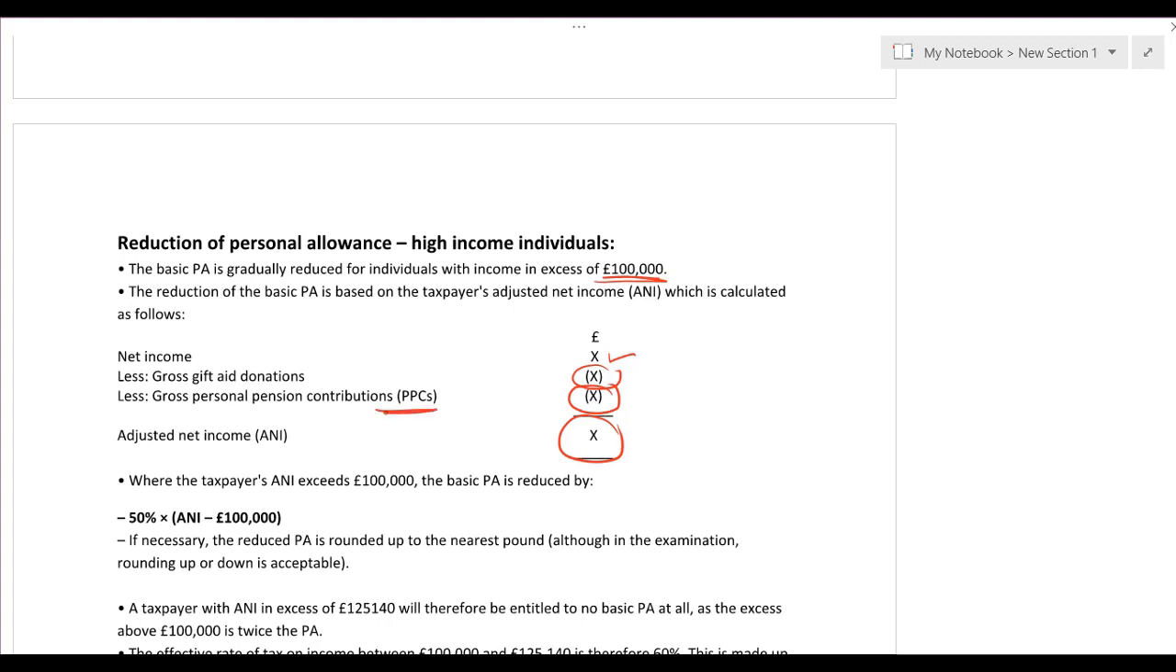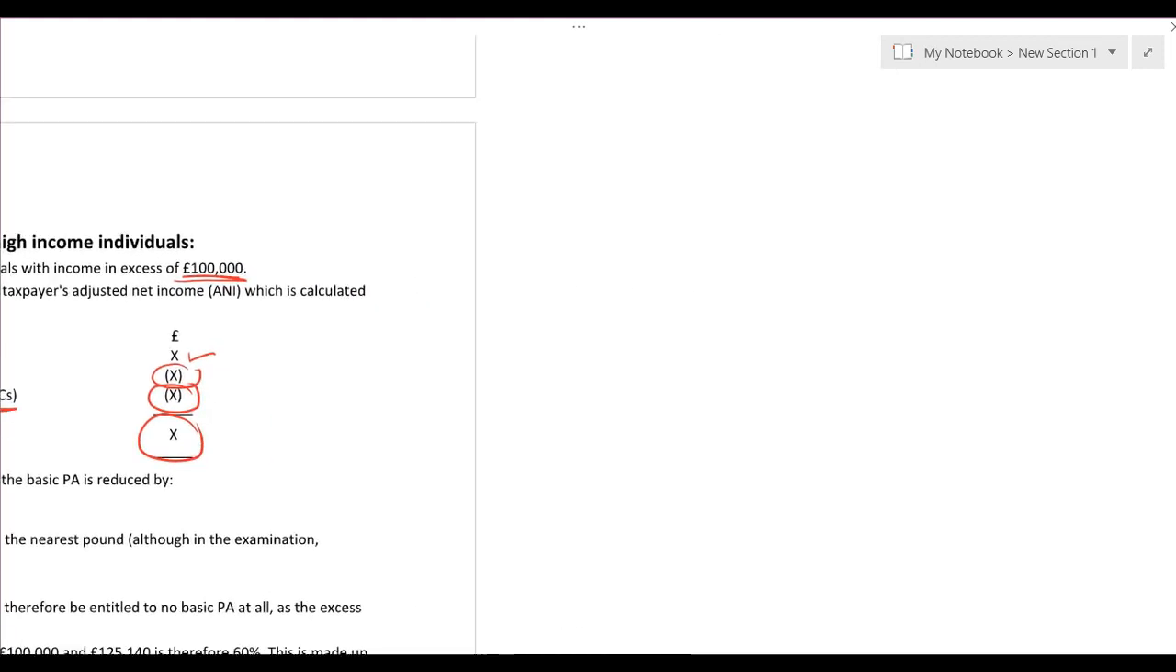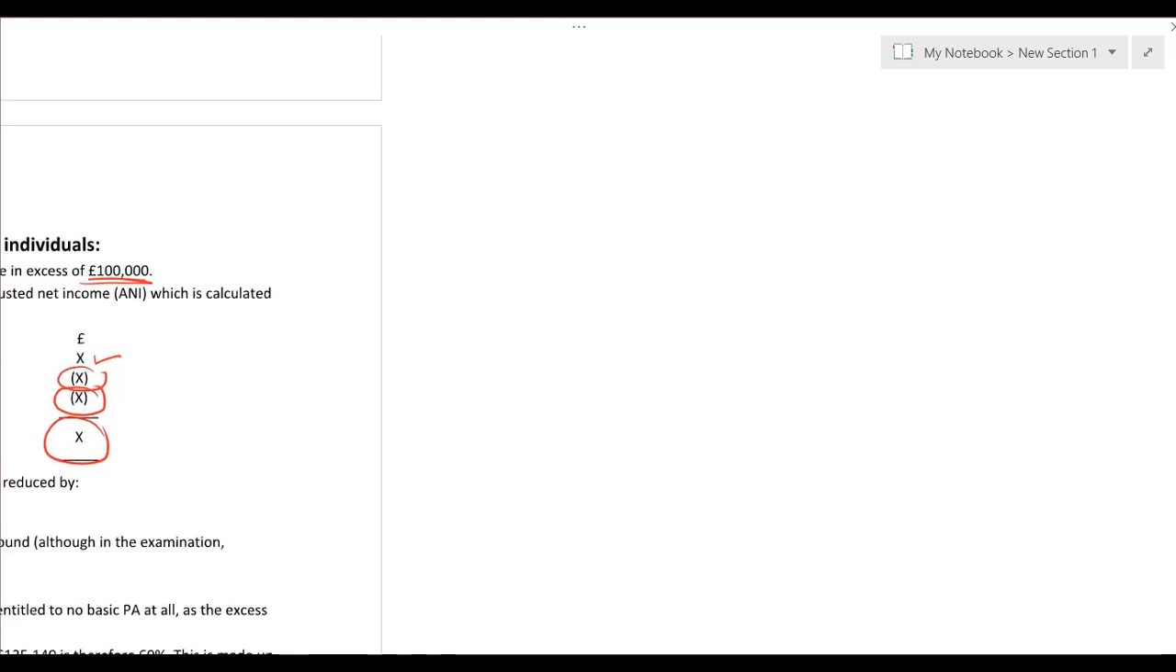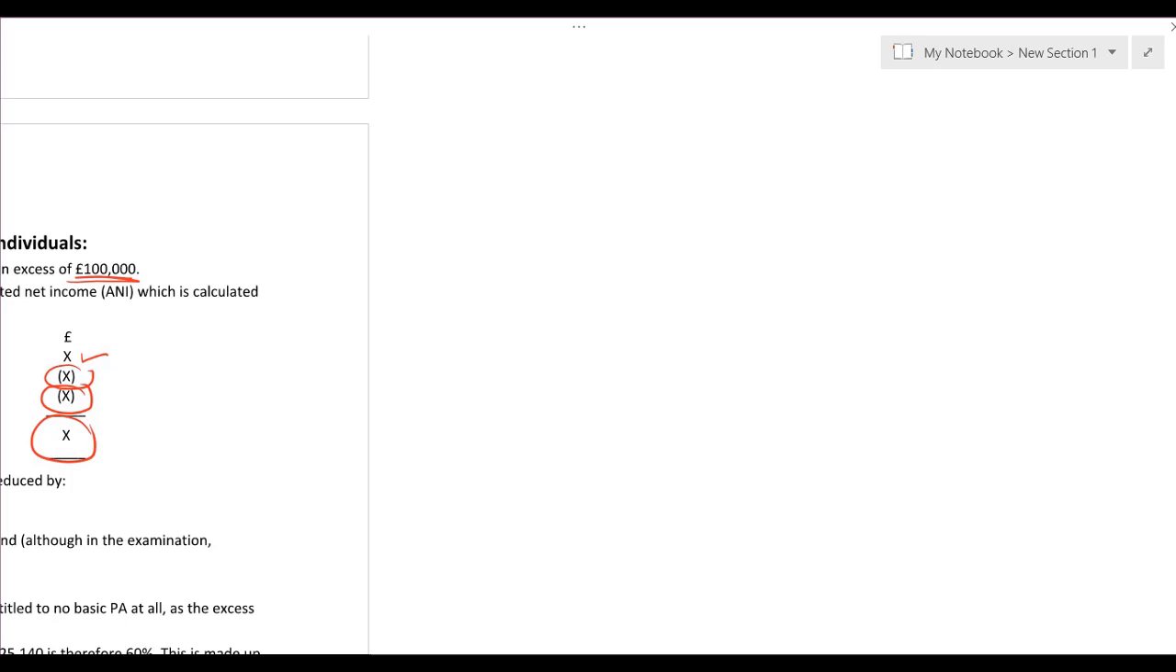Gross personal pension contribution is obviously examinable in ATX as well as F6. Let me explain a little bit what this gross PPC is. Basically, in the UK, people are normally worried about their retirement age. So what do they do? They try to create funds so that at the time of retirement they should not have problems. And there are a number of ways to develop funds for retirement age, and one of them is contributing personal pension contribution.